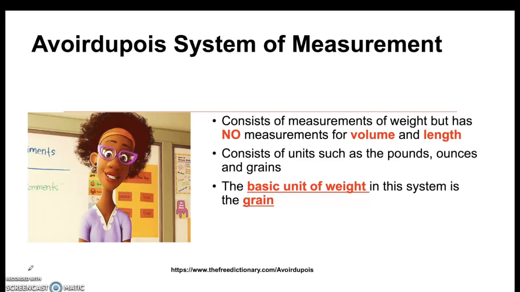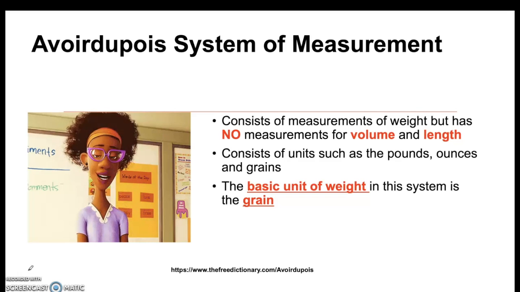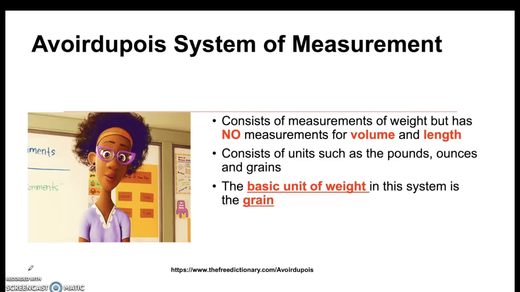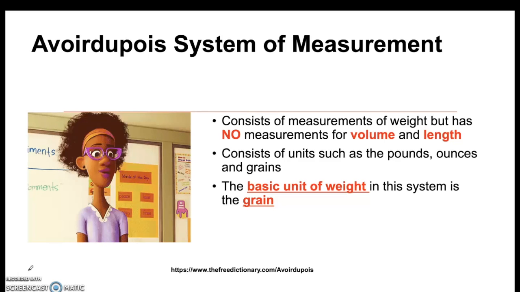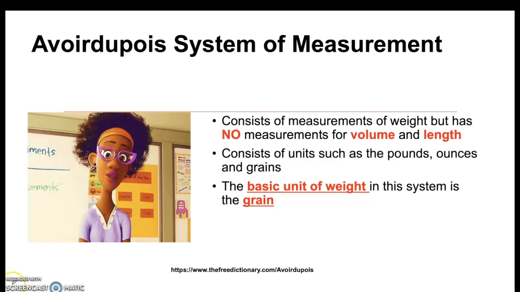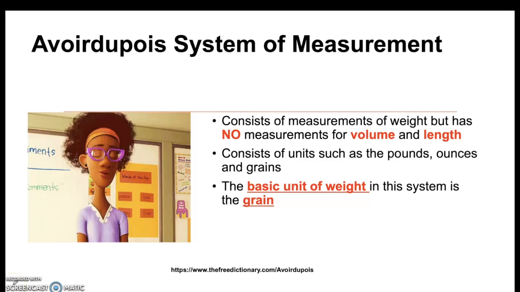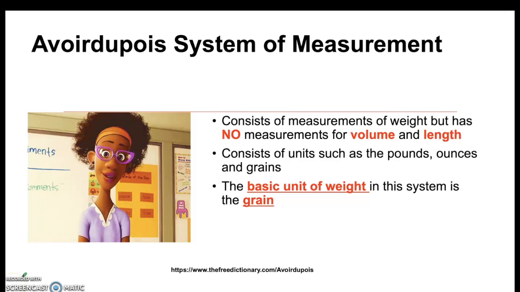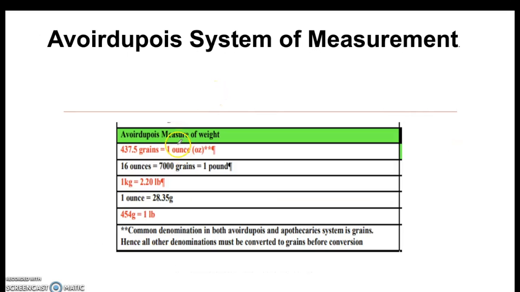So remember, the avoirdupois system, unlike the metric system that has volume, length, and weight, and the apothecary system that has volume and weight, this only has measurements for weight, and the basic unit of weight is a grain, very similar to the apothecary system. Kindly note that the avoirdupois system, which has measurements for weight, will have similar units as the apothecary system. So you notice that it has grains, it also has ounces.